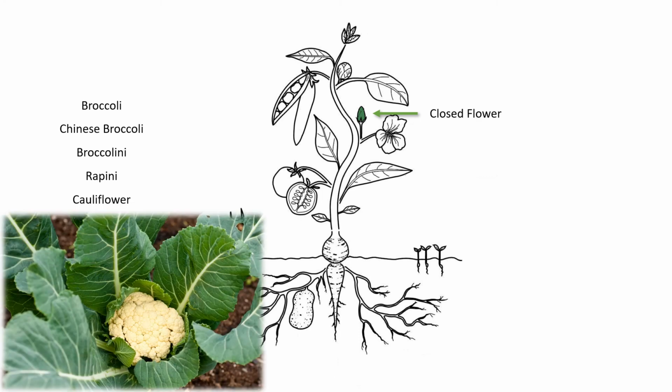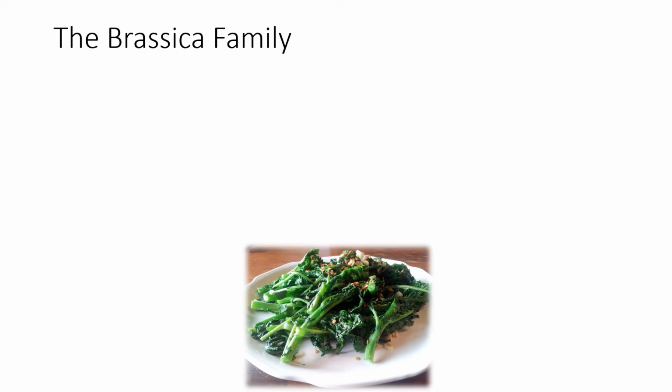Cauliflower is another example. You can see the closed flowers all in the white flower head there. Many of these plants that we've just talked about, these are members of the Brassica family of plants. And you can see that plate of lovely rapini at the bottom there of the screen. Not only can we eat the flower, the closed flower part of the plant, but we can also eat the leaves and the stems, and they're quite delicious.